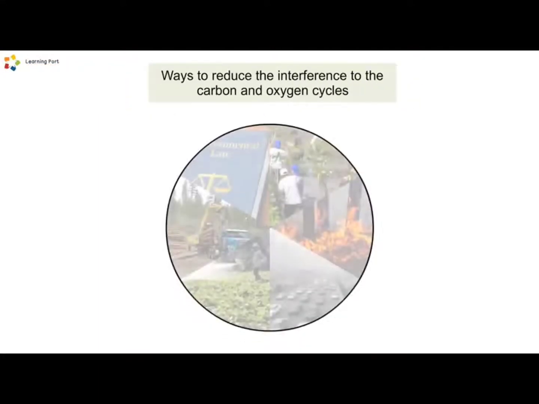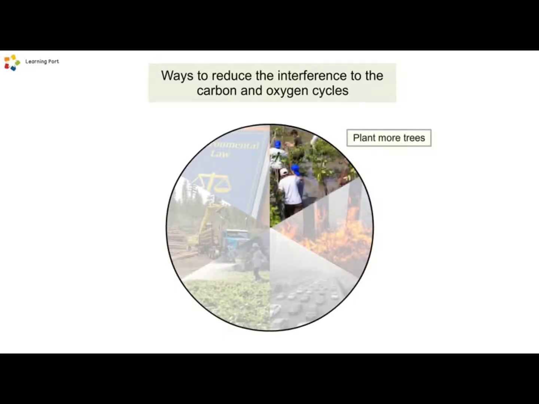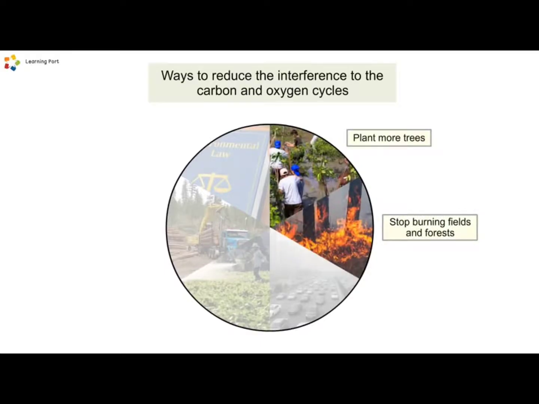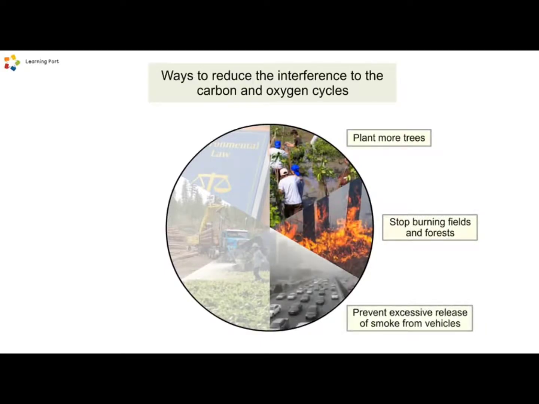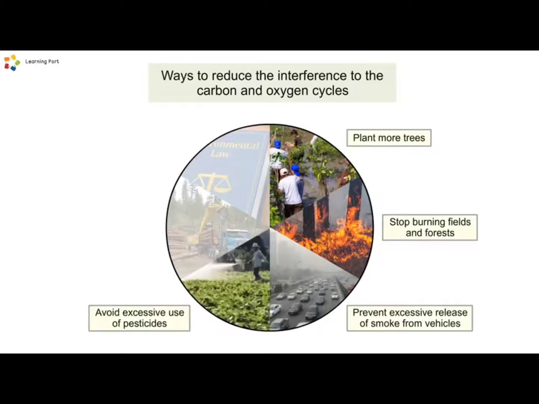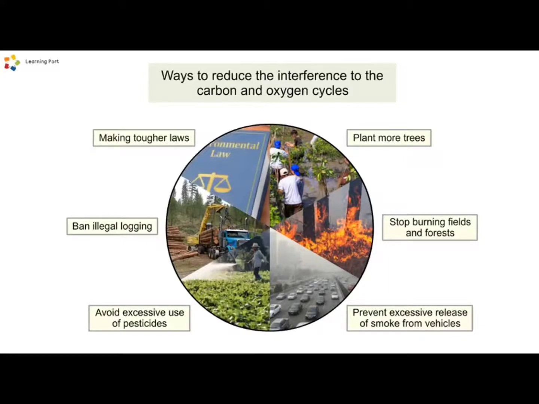The ways to reduce the interference with the carbon and oxygen cycles include planting more trees to help reforestation, stopping the burning of fields and forests, preventing the excessive release of smoke from vehicles, avoiding the excessive use of pesticides, banning illegal logging, and making tougher laws to protect the environment.